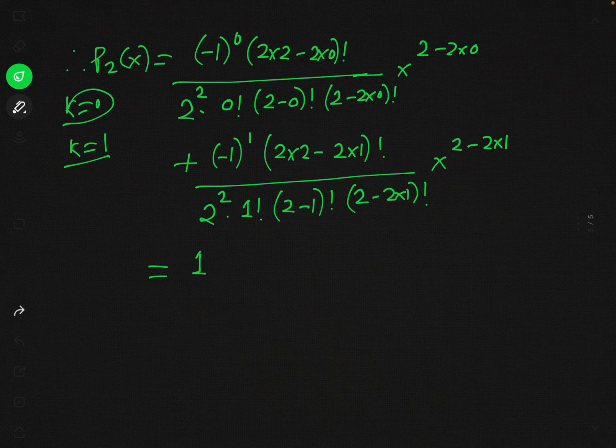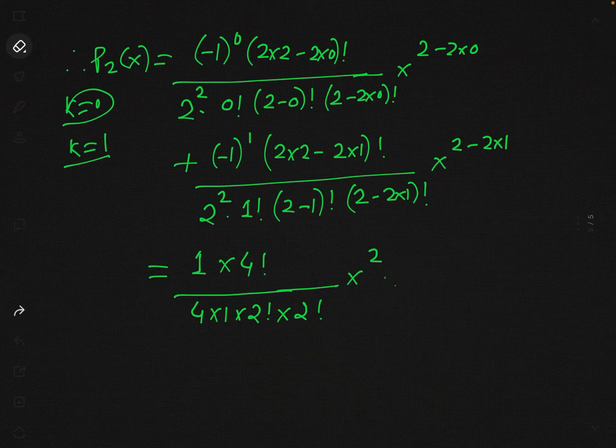You can see minus 1 to the power 0, this is 1. If you put 0 power on anything, it will be 1. And 2 into 2, 4, minus 0, it means this is factorial 4. And divided by 2 square, this is 4. Factorial 0 is 1 into factorial 2. This is factorial 2. And into factorial 2 again, because 2 into 0 is 0. So again factorial 2 into x to the power 2 minus 0, that is x square, and plus.